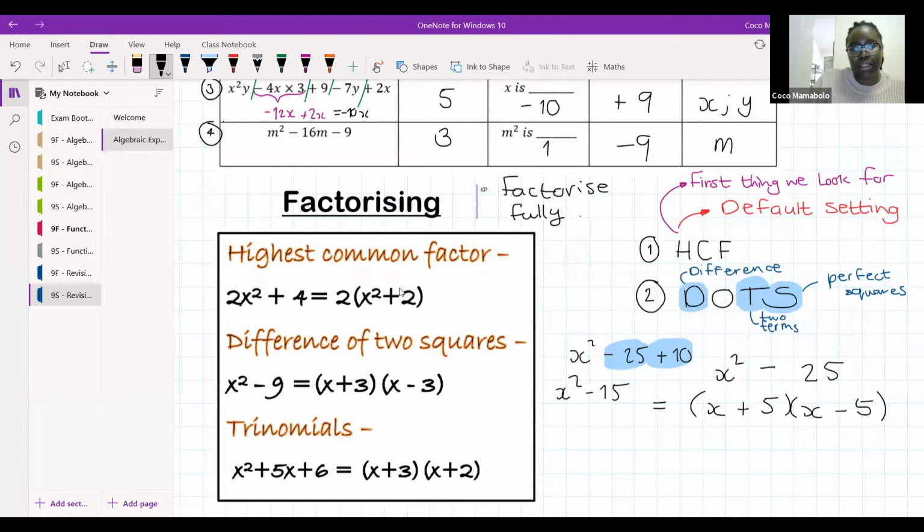I hope that makes sense. Okay, Nape says, what is FOIL? Nape, FOIL is when they give you x plus 5 and x plus 5, and you multiply out. You multiply this one with that one, and this one with that one. That's FOIL. Okay.